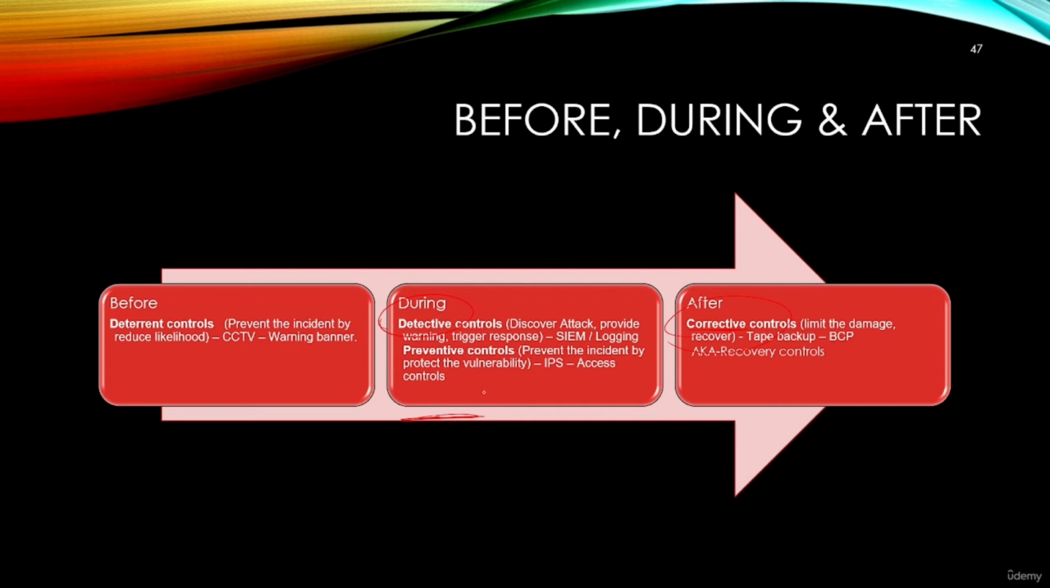So sometimes controls can be preventive and can be corrective as well, depending on when they are going to be used. If the control is used after the damage has started, in that case it will be corrective because it will reduce the damage or minimize the impact. But if the control is used before even causing the damage, in that case it will be a preventive control.